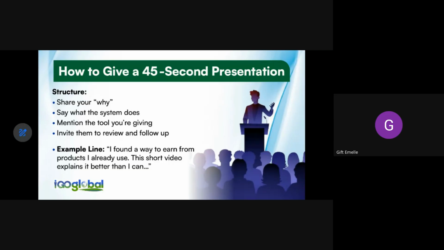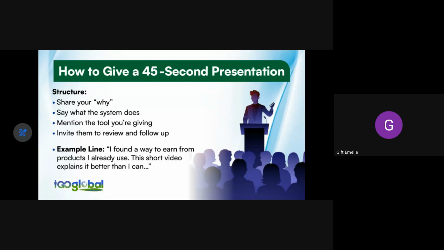Now let's go straight to how to give the 45 seconds presentation. We go by the structure. All right, without wasting much of our time, we go by the structure. First thing first, you must share your why, the reason why you're doing this. It is one of the biggest selling points. You need to make it real. It has to be real and personal.